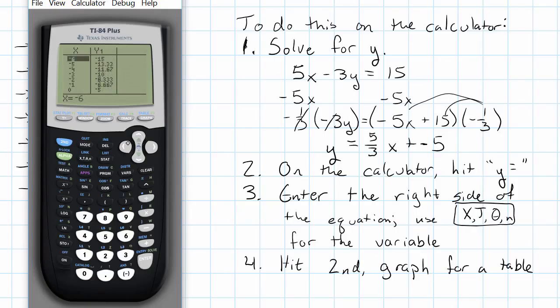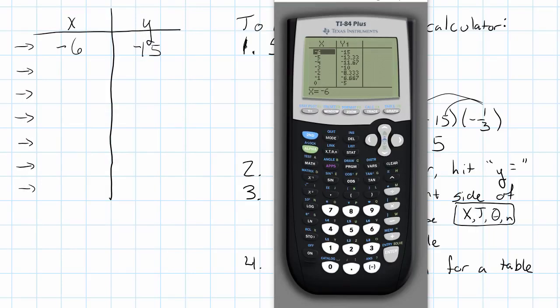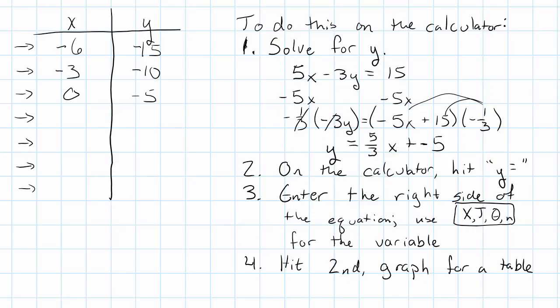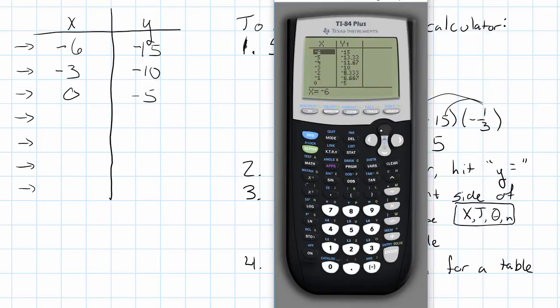So I'm going to start with maybe x is negative 6, y is negative 15. Then x is negative 3, y is negative 10. Then x is 0, y is negative 5. To scroll through this table, I'm using the up buttons and the down buttons. Let's see, after x is 0, I've got a nice value at x is 3, y is 0. And then x is 6, y is 5.